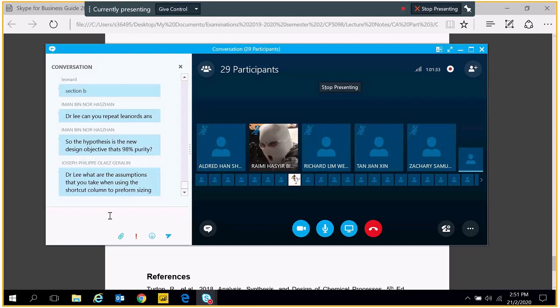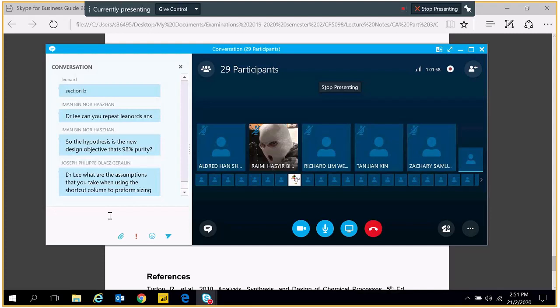Yeah, indeed, the new design objective has 98% purity. This is one change. So Iman, you can consider just doing only one change. If you don't like this one, you can consider changing the external reflux ratio. You only need to do one change. Please don't do two changes at the same time, because the question only asks you to do one change.